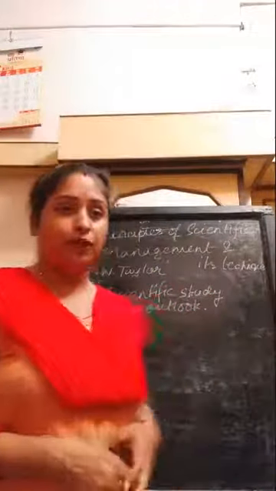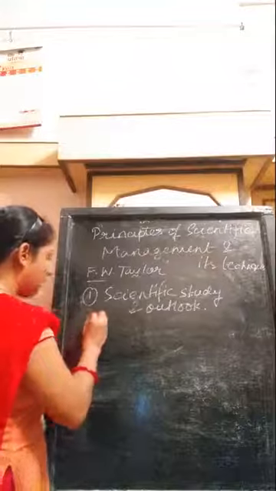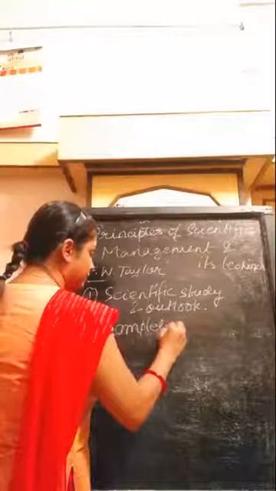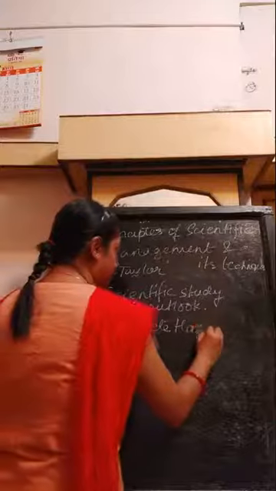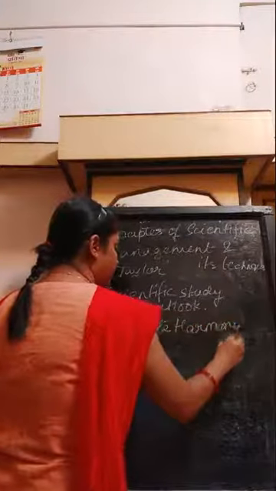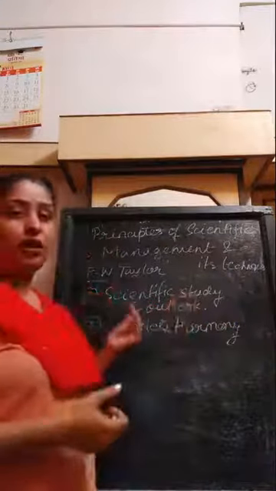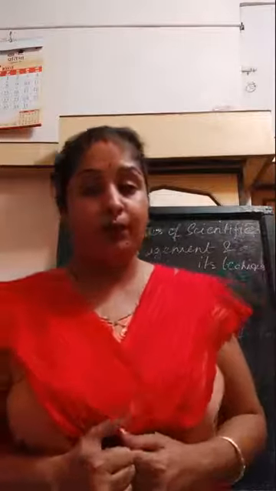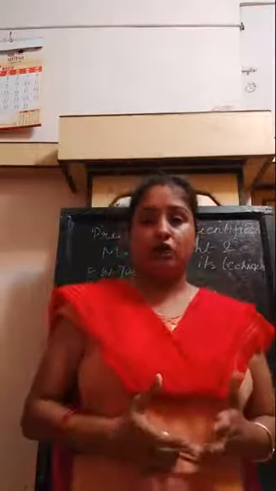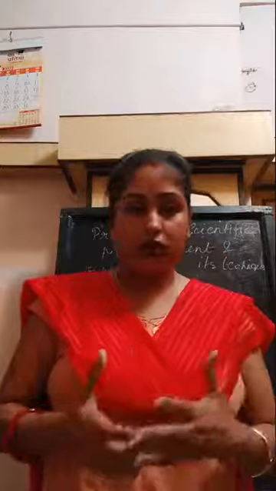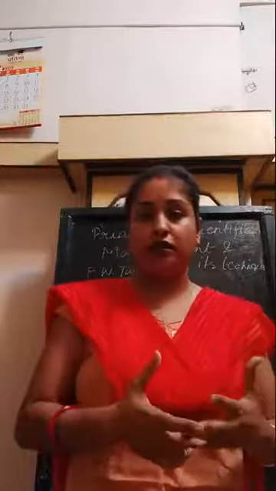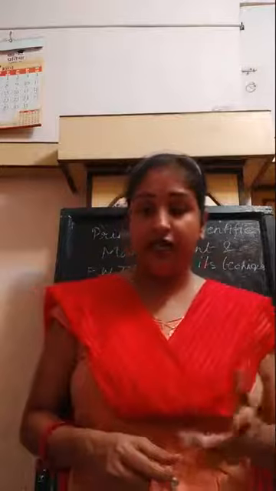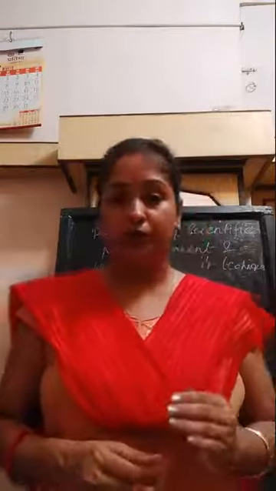Now the second point. The second point is complete harmony. Now there should be a complete harmony in the functioning of the workers. Dissatisfaction or disagreement between the workers or the workers and the management should be avoided. It should not be allowed to crop up. If it does, then it should be reduced to a minimum.